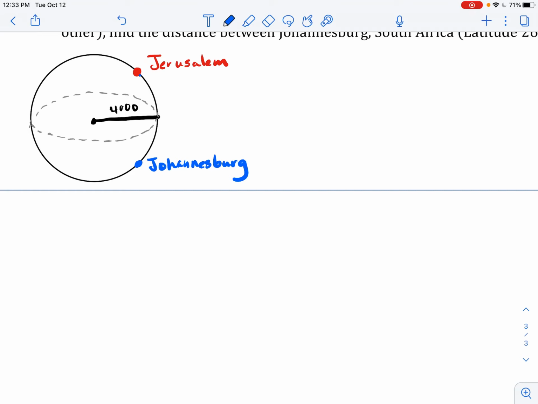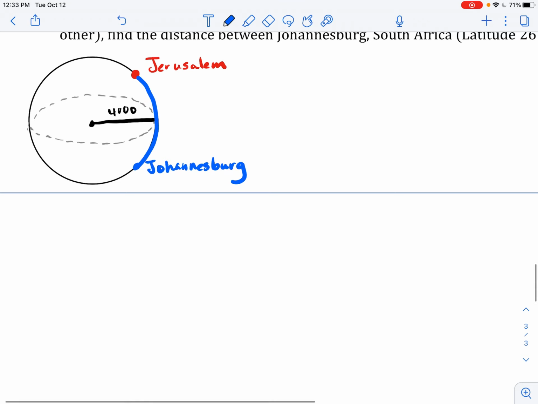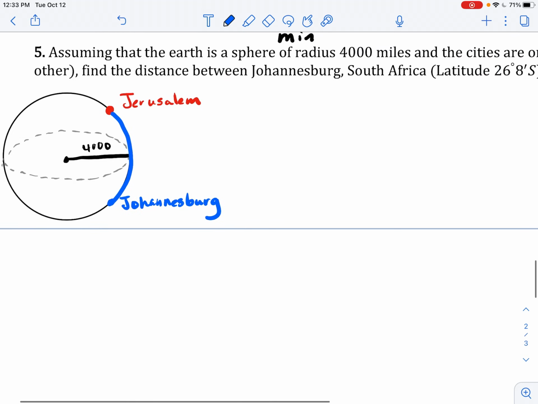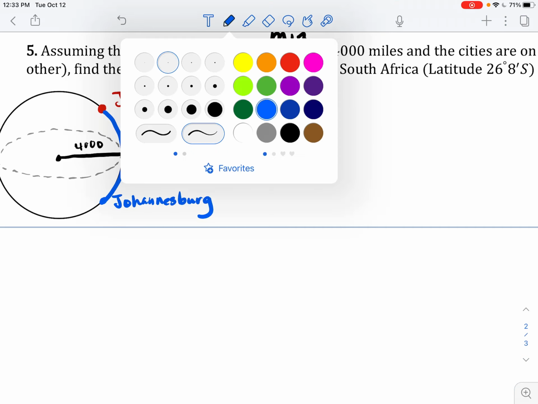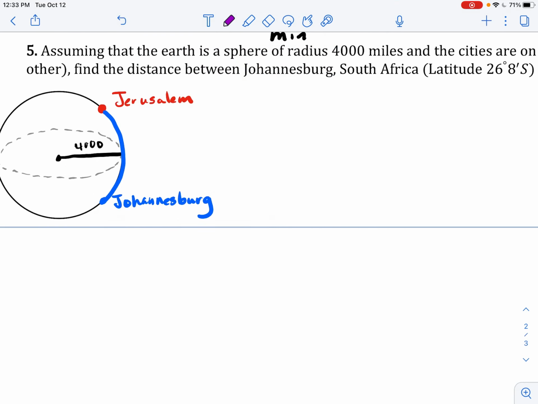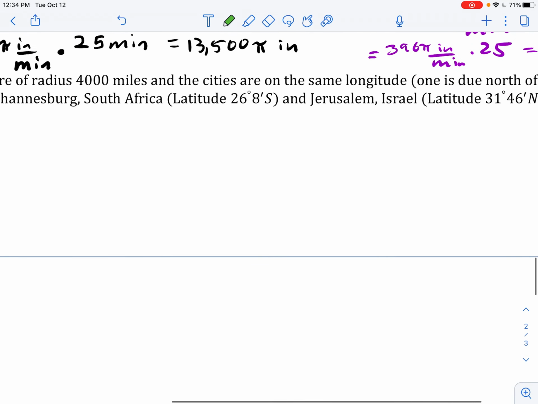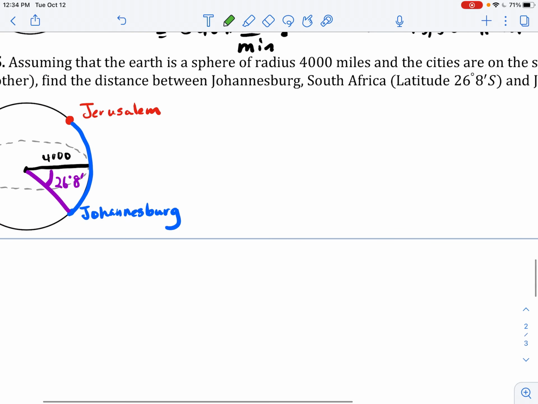I'm just going to draw them here because in the context of this question, it will make more sense to think of it that way. So one city is due north of the other. What we're given are their latitudes. Johannesburg has a latitude of 26 degrees and 8 minutes, and what that effectively means is that Johannesburg is 26 degrees and 8 minutes south of the equator. So we could say that this angle here is 26 degrees and 8 minutes south of the equator.